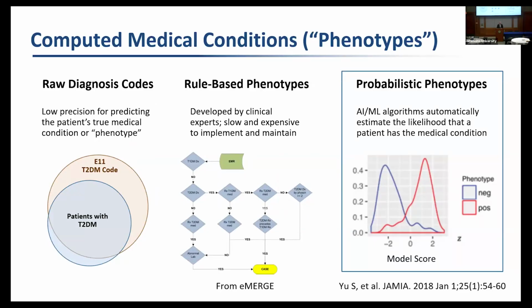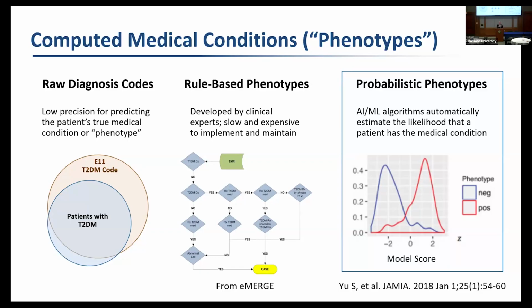So to address this, we use computed medical conditions. On the left is what happens if you use a raw diagnosis code. You have low precision, so the patients who you think have the diagnosis are different than the ones who really do. Then there are rule-based phenotypes. This is when you bring together a group of clinical experts, and they set some workflow. So I'm looking for patients who've been coded twice with type 2 diabetes, never for type 1 diabetes, had an elevated A1C, and other criteria to finally make a yes/no decision on that condition.